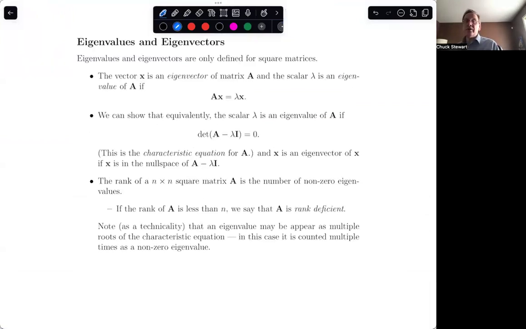Eigenvectors and eigenvalues are crucial. We'll make use of them a lot. Eigen is just the German word for same. So the vector x is an eigenvector of a square matrix A, and the scalar lambda is an eigenvalue of A if A times x equals lambda x. When you think about it, this is a pretty intense property.